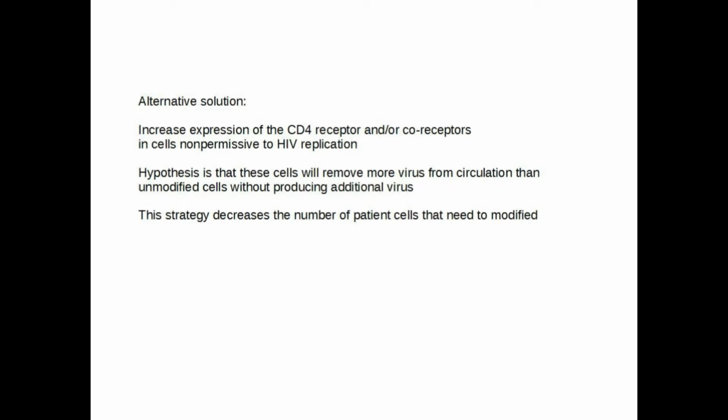An alternative gene therapy approach for HIV/AIDS is to overexpress the CD4 main receptor and/or CCR5 and CXCR4 co-receptors on cells non-permissive to HIV replication. The rationale is that these cells will remove more virus from circulation than other cells without making additional virus. This approach significantly decreases the number of patient cells that need to be modified. The same vector used to express the receptors can be used to render the cells non-permissive to HIV replication.